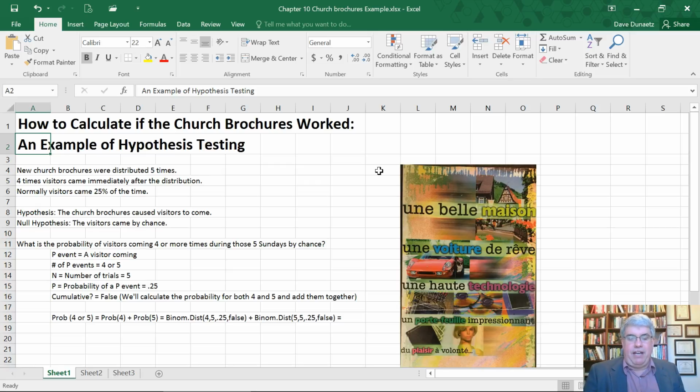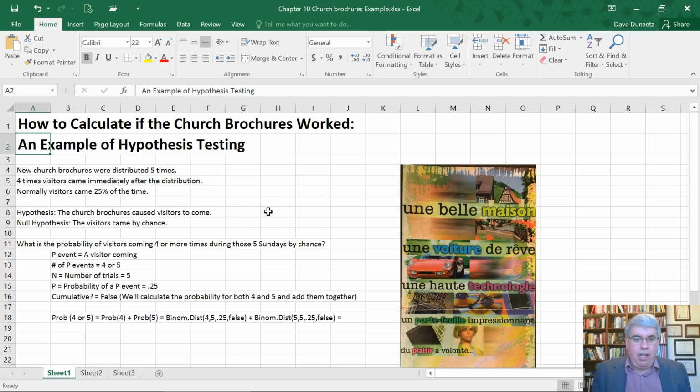And so suppose we want to find out if the church brochures actually work. So this is approximately what our situation was here. Let's say that when we don't distribute church brochures, there's a visitor that comes to the church about 1 out of every 4 Sundays. So normally visitors come about 25% of the time. And let's say that we distributed the church brochures 5 times, and 4 of those Sundays after the distributions, people came. Now, normally we'd only expect them to come about 1 out of 4 times, but they came 4 out of 5 times. Our hypothesis is that the church brochures caused visitors to come, that they influenced the number of visitors, and that's why there was an increase in visitors. And so we want to see if we have evidence for that.